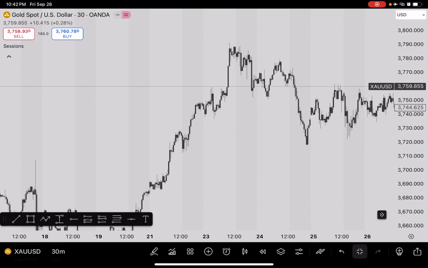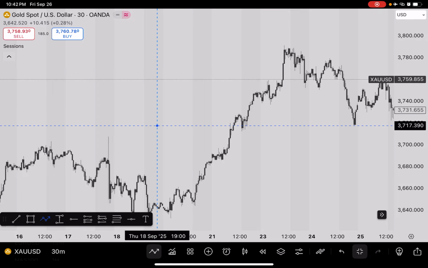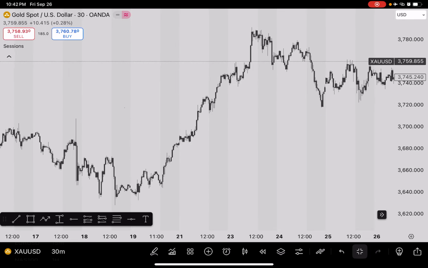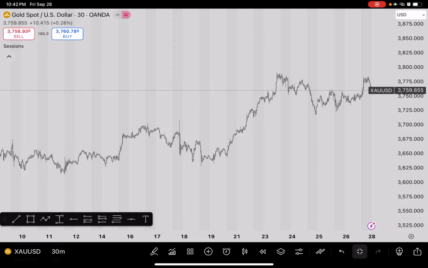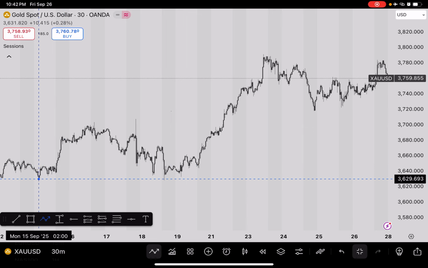So what's up guys? I'll be making a chart breakdown on gold. Okay, first thing I want you to notice right now is this. What do you see? What do you see right now? We are on an uptrend. Where? We are on an uptrend.